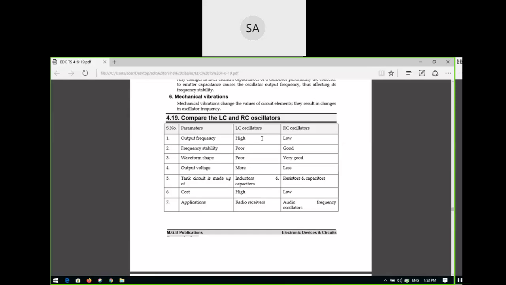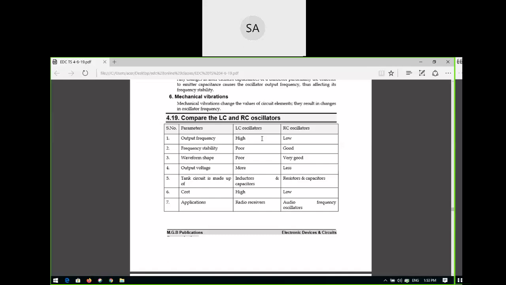And waveform shape. Waveform shape depends on the frequency stability. If the frequency stability is less, waveform shape is also poor. So it is poor in the LC oscillator, good in the RC oscillator. That means you are getting a good, correct waveform in the RC oscillator compared to the LC oscillator. Output voltage will be more in the LC oscillator, less in the RC oscillator.